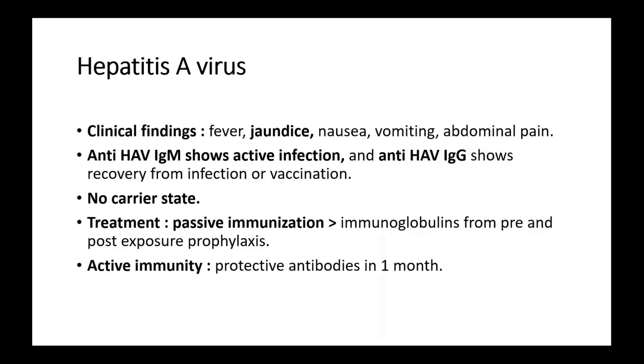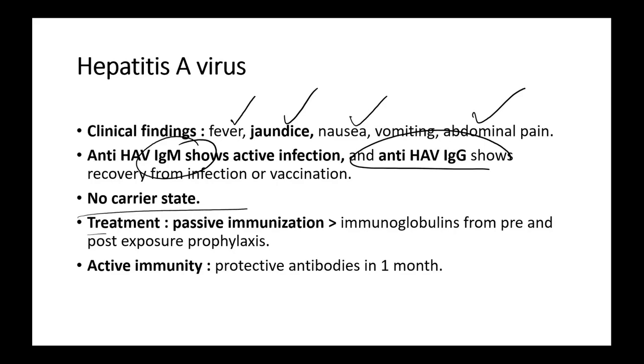So these patients will present with acute symptoms: fever, jaundice, right upper quadrant abdominal pain, nausea and vomiting, not able to digest anything. Initially in the acute phase, IgM antibody will be high, but later as infection improves, IgG antibody will be there. Because IgG antibody is formed, there will be no carrier state.